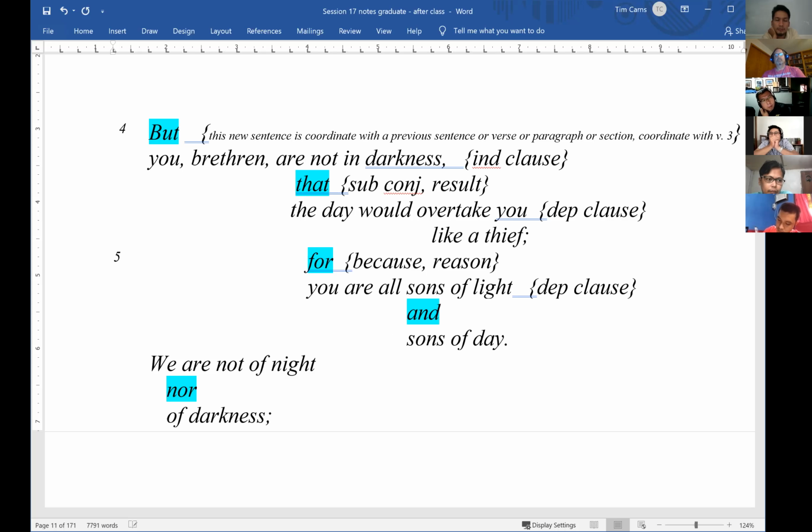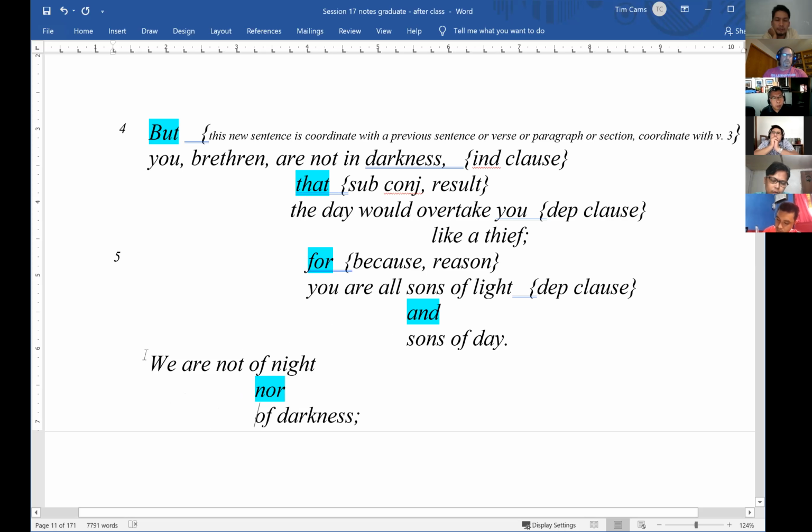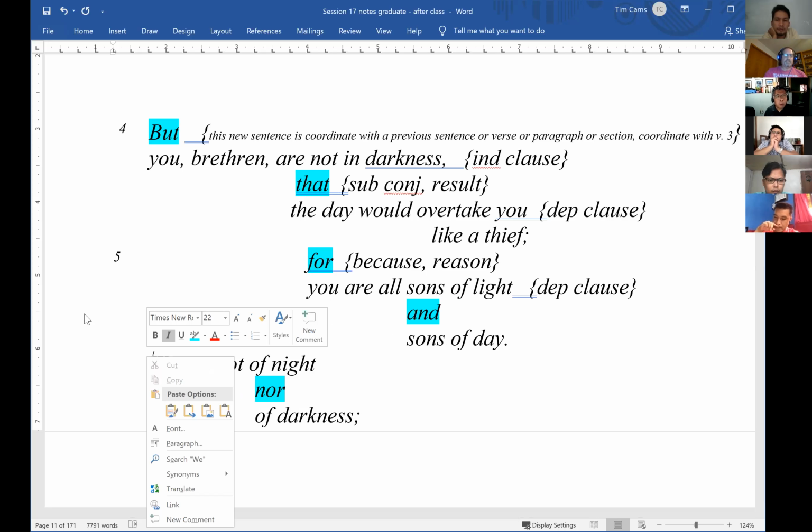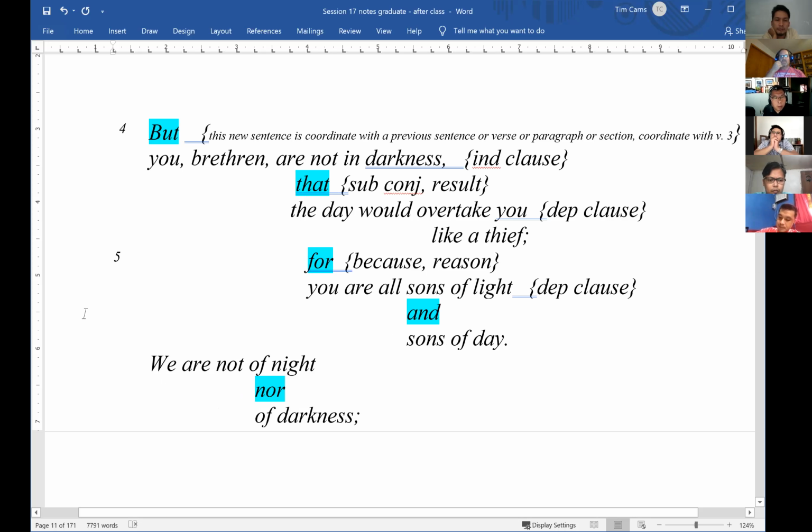That's how it's functioning here. Okay? Now, we have this next sentence that there's no conjunction connecting. "We are not of night." So you have to figure out exegetically how it is linked to this paragraph.